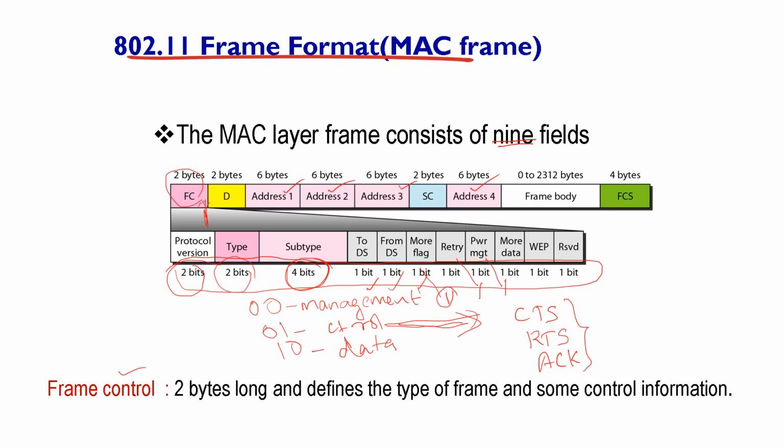Then power management: if this bit is 1, it means the frame is being sent in power management mode. More data means that this station will send more data subsequently. Then WEP stands for encryption mode, whether the current frame is encrypted or not. Then reserved means this is for reservation purposes.